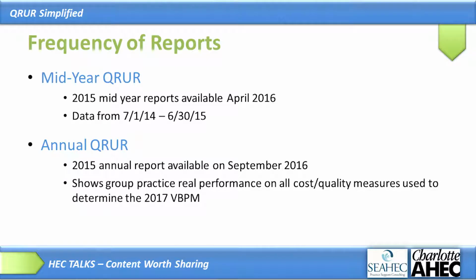The annual QRUR shows real performance on all the cost and quality measures used to determine the 2017 value modifier. Data in the MidYear QRUR and annual QRUR may not be the same. There are supplemental QRURs available, but the information contained in them is not incorporated into the value-based payment modifier.